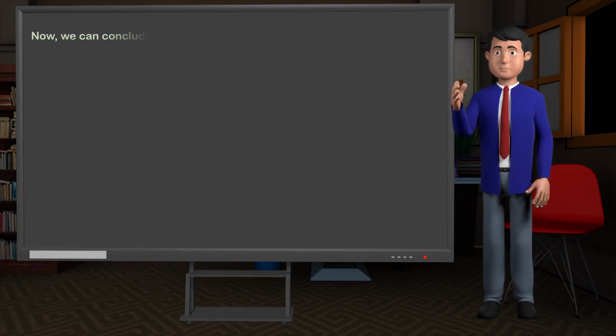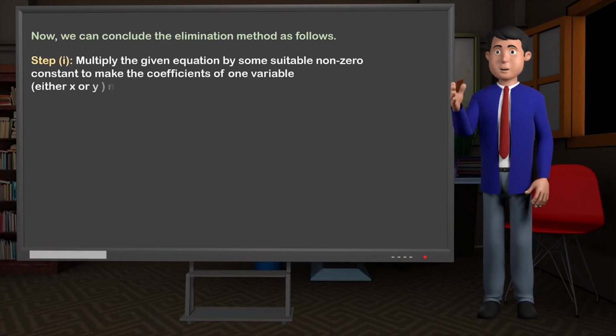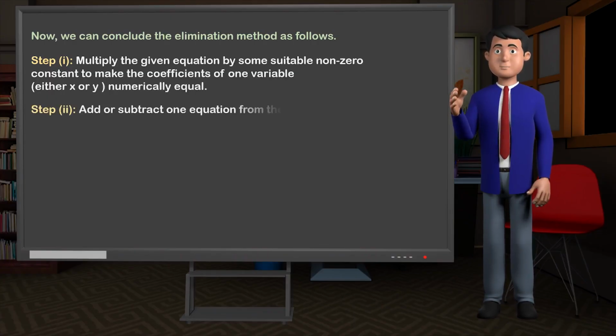Now, we can conclude the elimination method as follows. Step 1. Multiply the given equation by some suitable non-zero constant to make the coefficients of one variable, either x or y, numerically equal. Step 2. Add or subtract one equation from the other to obtain an equation in one variable.